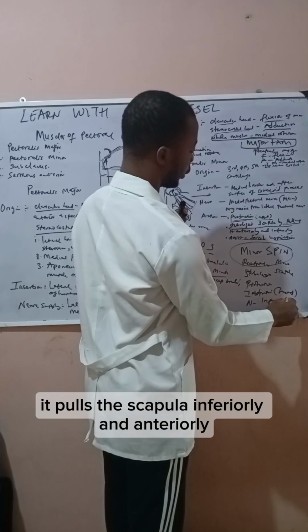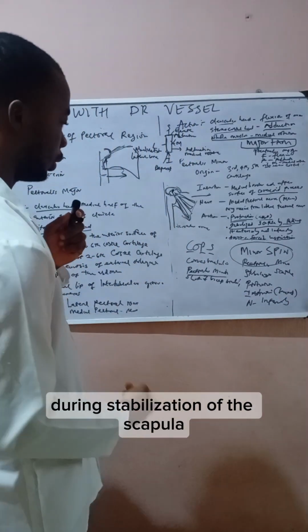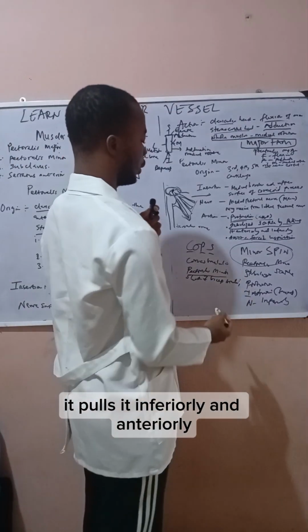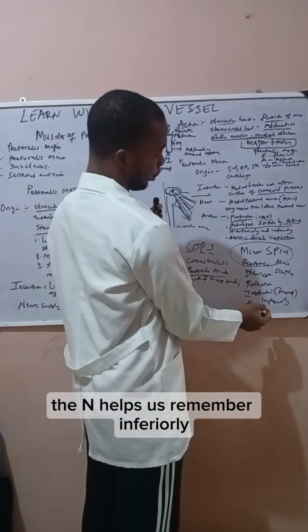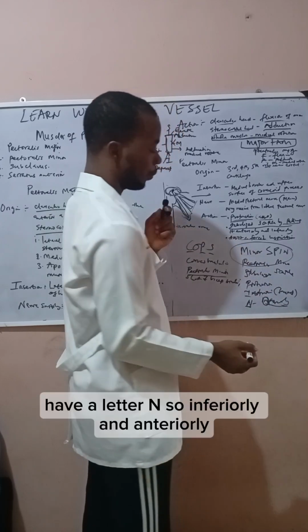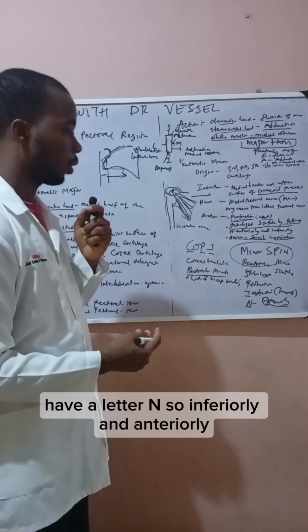It pulls the scapula inferiorly and anteriorly during stabilization of the scapula. The N helps us to remember inferiorly, because the second letter of inferior is the letter N. So it helps us remember inferiorly and anteriorly.